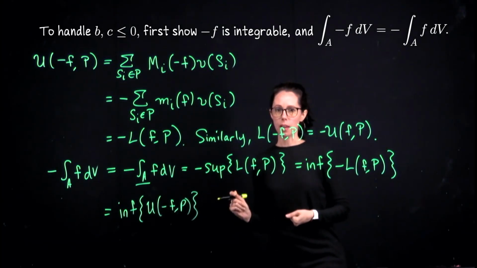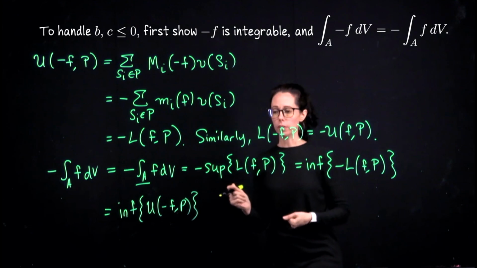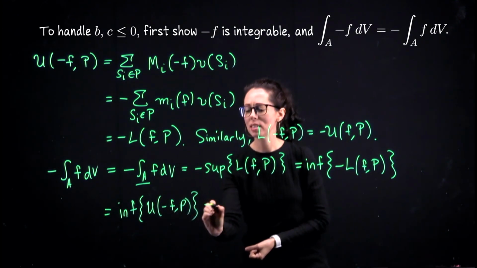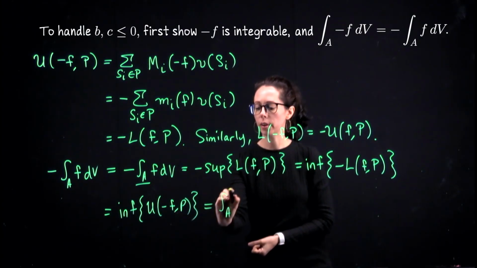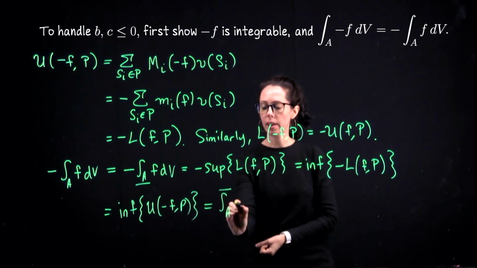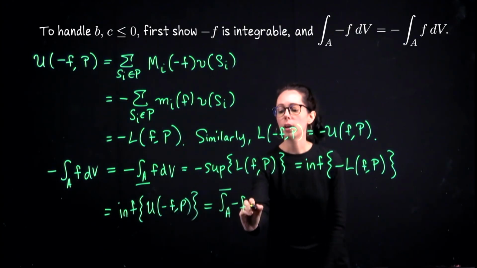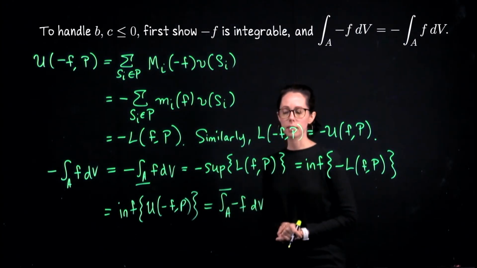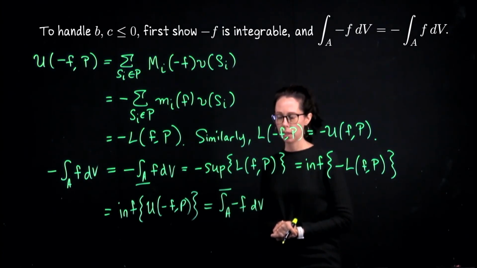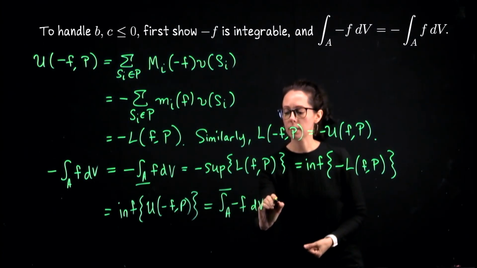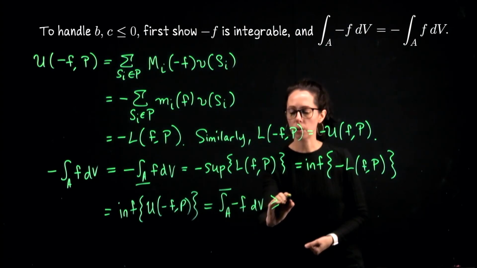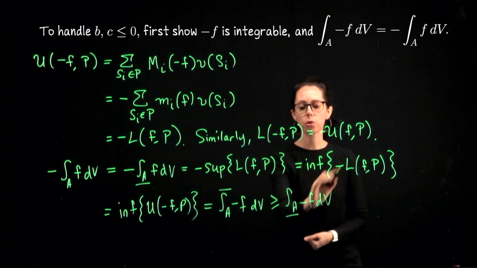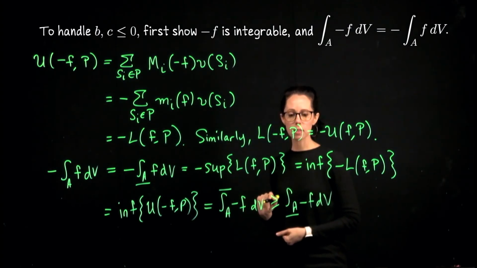Infimums of upper sums give you upper integrals. So here, the infimum of this set of upper sums with respect to all possible partitions is exactly the upper integral over A of this function, negative f. We know that exists because negative f is bounded, so the existence of this is not in question. And we also know that it is greater than or equal to the lower integral of the same function. So that's always true for bounded functions over nice bounded domains, like A.